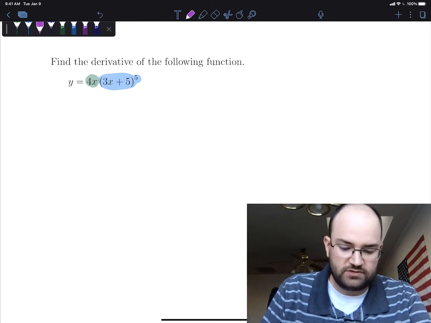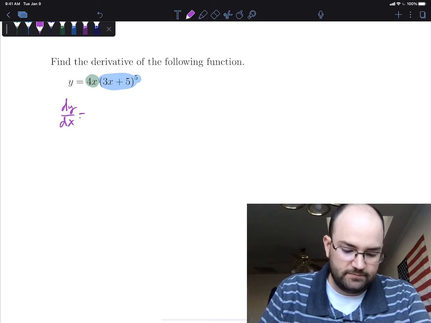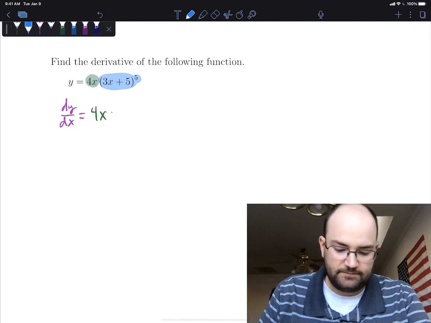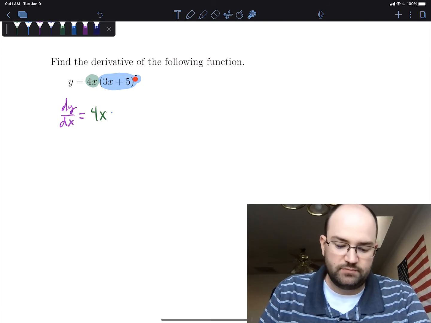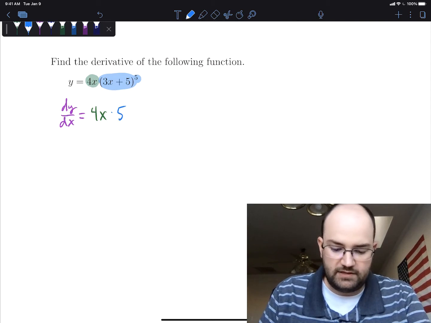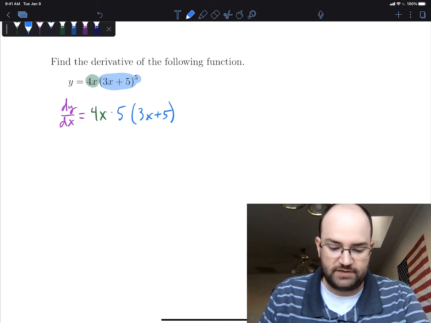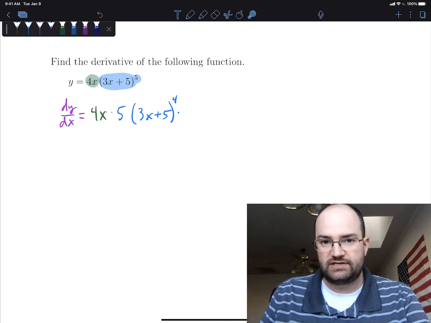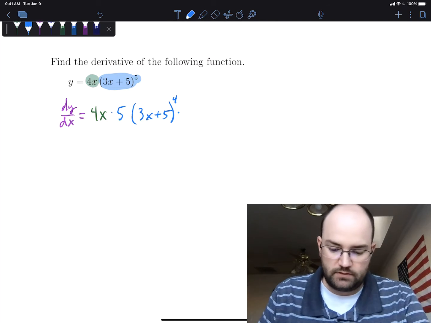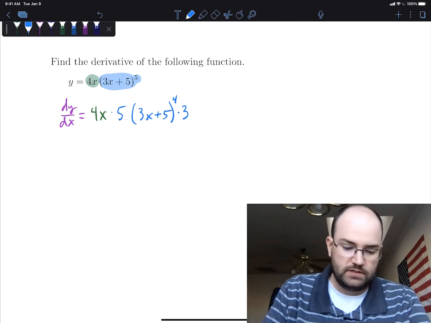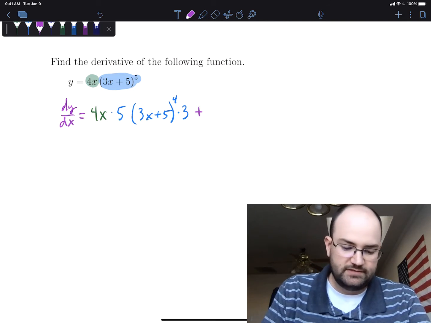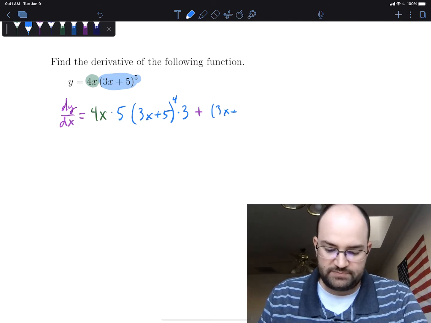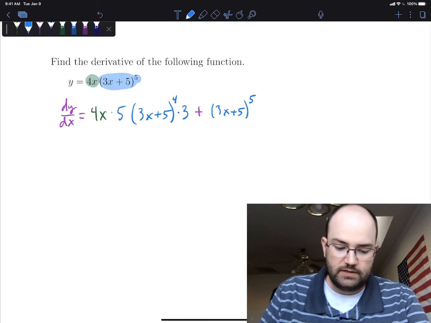Okay, so here's what I'm going to do. dy/dx is equal to the first, 4x, times the derivative of the second, but we have to use the chain rule for that, which means I need to bring the 5 down in front, so times 5, and then parentheses, the inside of 3x plus 5, all to the 5 minus 1, which makes that 4, and then times the derivative of the inside of the parentheses, which is 3x plus 5. The derivative of 3x plus 5 is just 3. Good. And then plus the second, (3x plus 5) to the 5th power, times the derivative of the first, which is 4.